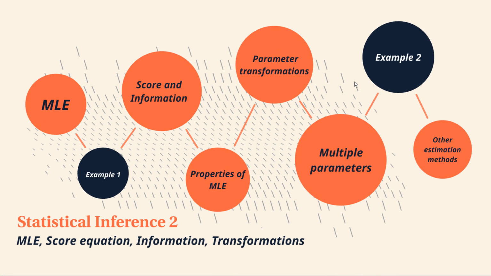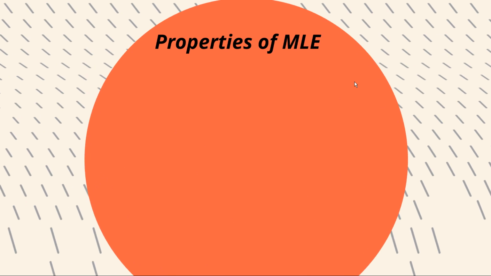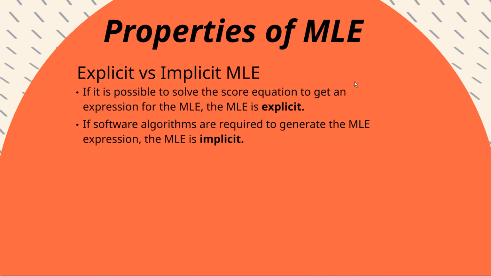All right, so let's carry on to properties of MLE. Now, the first thing we're going to look at is whether the MLE is explicit or implicit. Now, the distinction there is that if it's possible to solve the score equation, that's that first differential equation, if it's possible to set that equal to 0 and solve, then we say that the MLE is explicit. But sometimes that's not possible, so we'll need software algorithms to help us out to calculate or to generate the MLE expression. And when that happens, we say that it's implicit.